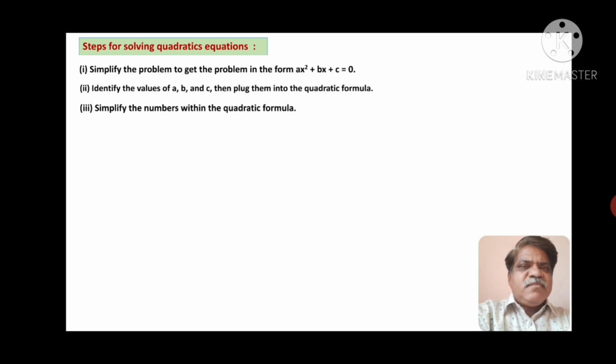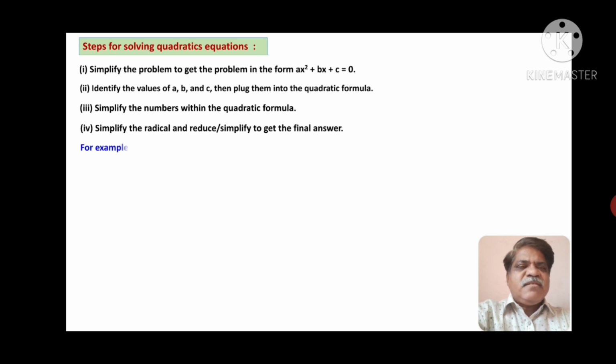Simplify the numbers within the quadratic formula. Simplify the radical and reduce or simplify it to get the final answer. Friends, let us take one example for this. Solve 12x square plus 7x is equal to 12.